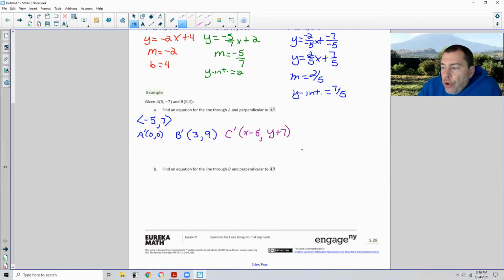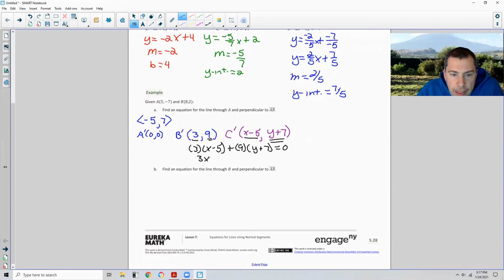All right, so then to make it perpendicular, we need x times x plus y times y to equal 0. So it's going to be 3 times x minus 5, plus, and then the y's get added, so plus 9 times y plus 7 has to equal 0.